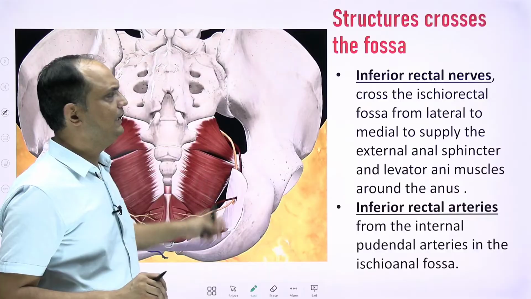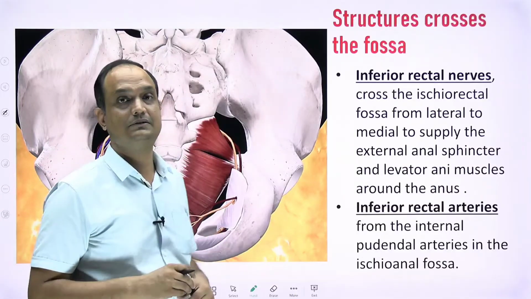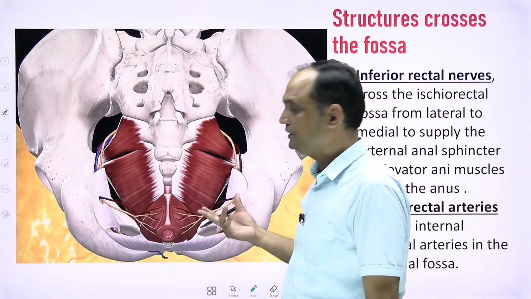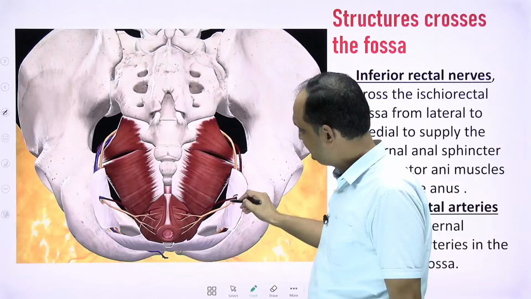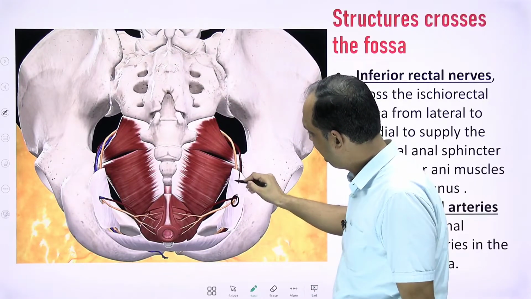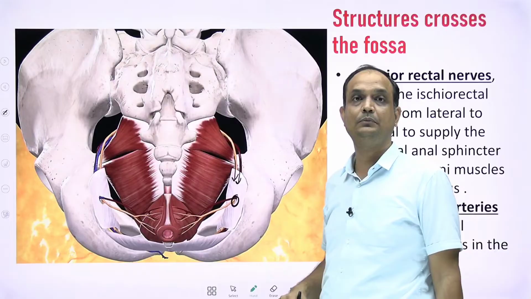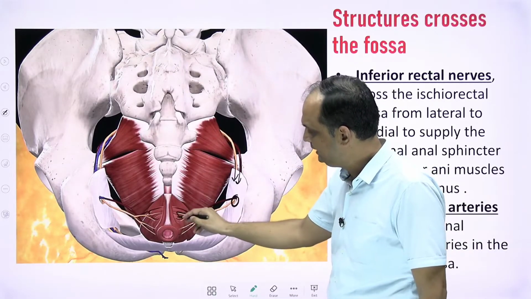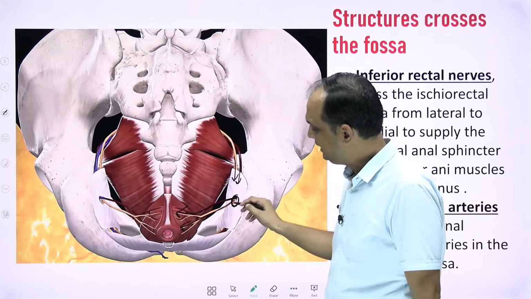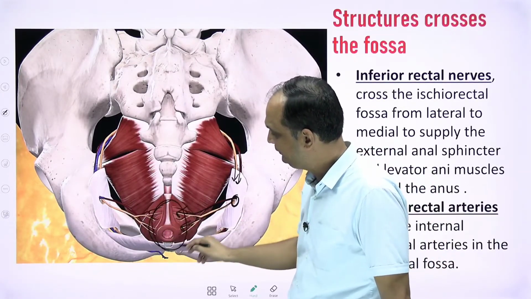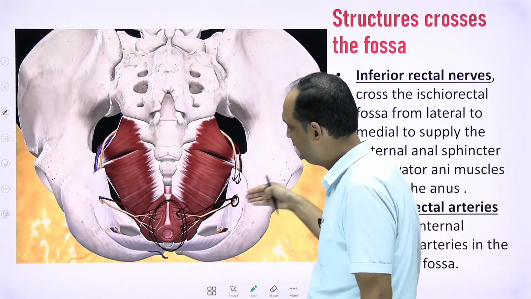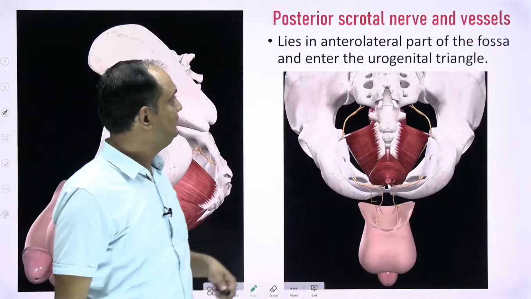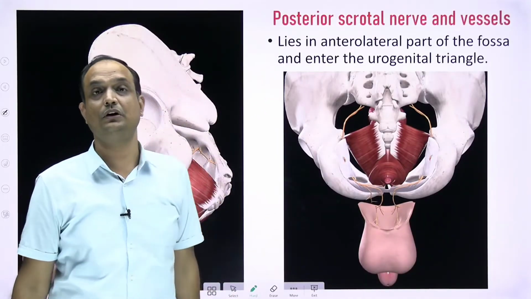So when we are talking about the inferior rectal nerve and vessels, you have this question: which structure crosses the fossa? It means this is your pudendal canal, where you have the entry of two structures, the pudendal nerve and the internal pudendal artery. When they are passing through the canal, they give two branches, one artery and one nerve, and they approach the external anal sphincter by passing through the fat present in your ischioanal fossa. Then what about the posterior scrotal nerve and vessels?